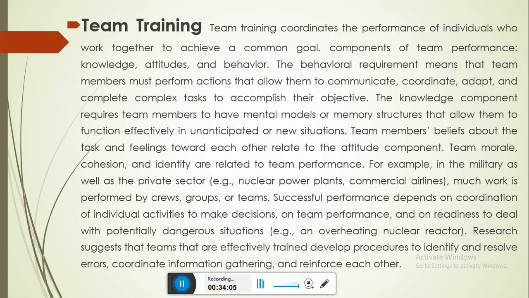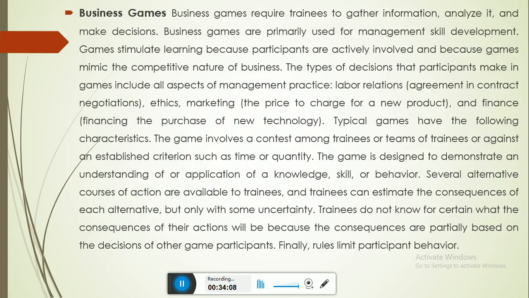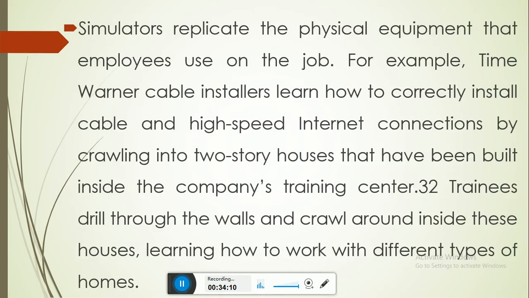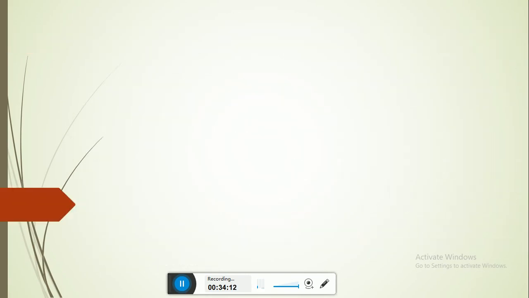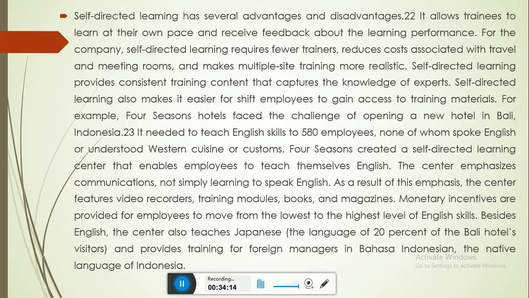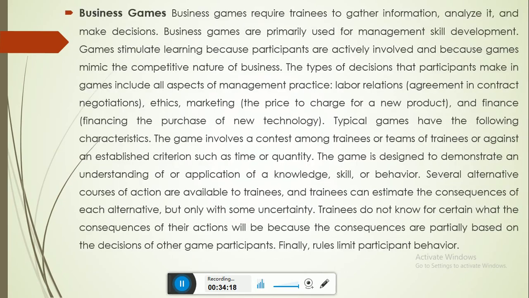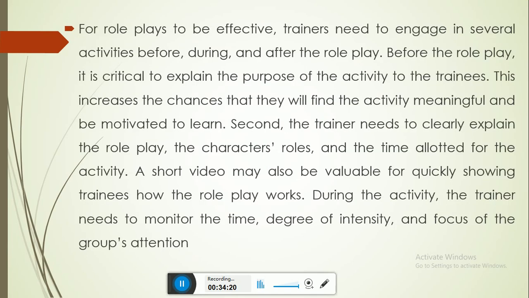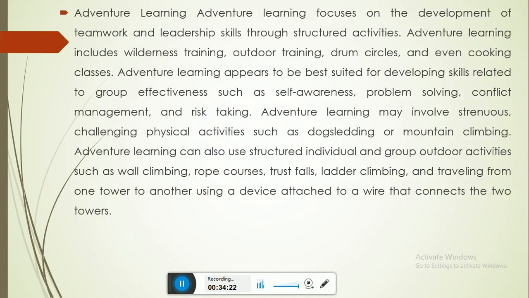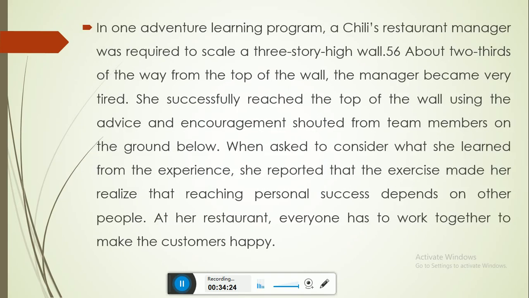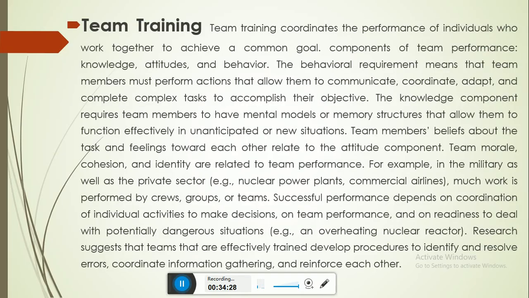Let me review this. In this week we have discussed self-directed learning, simulation, case study, business games, role play, and group building methods. In group building methods you find team training. That's it. I will see if one topic or something is left, and we can discuss that in the coming weeks.